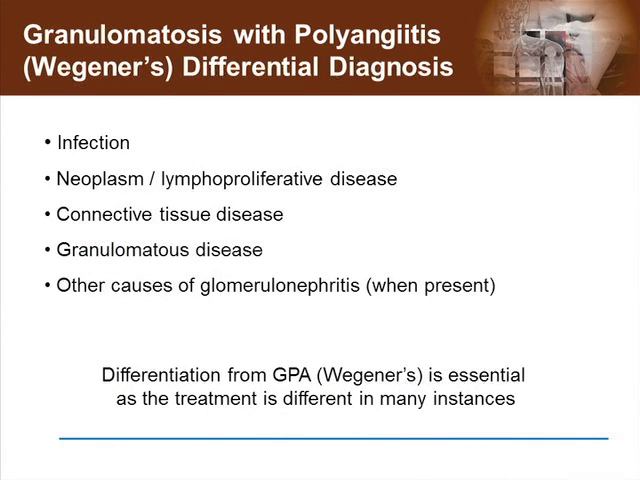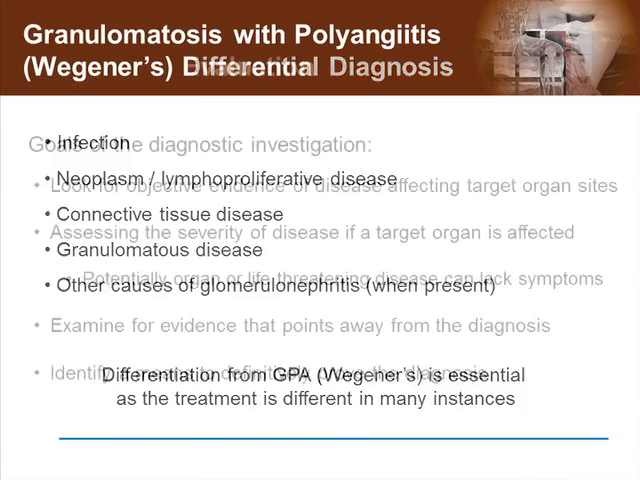This has an influence in our differential diagnosis, which most prominently includes the possibility of infection, neoplasms such as lymphoproliferative diseases, other connective tissue diseases, granulomatous diseases such as sarcoidosis, and when the kidney is affected, other causes of glomerulonephritis. In these instances, differentiation from GPA is essential as the treatment is different in many instances.